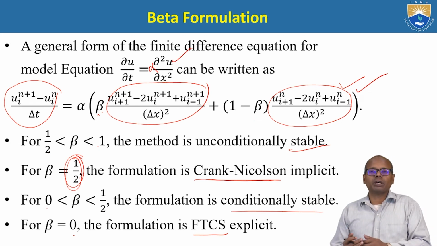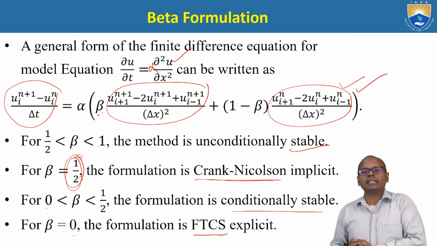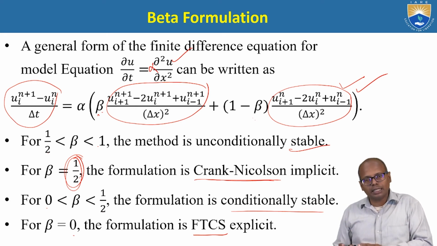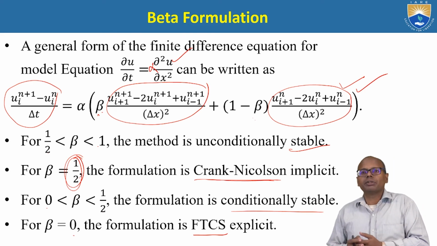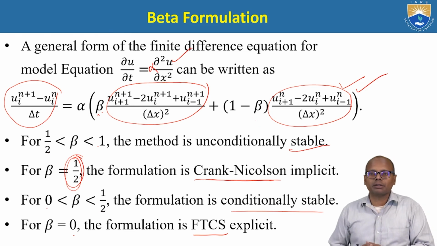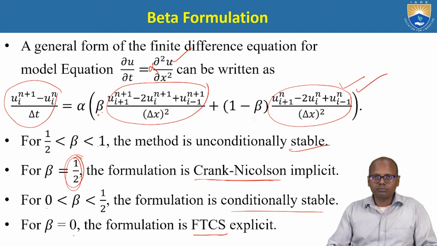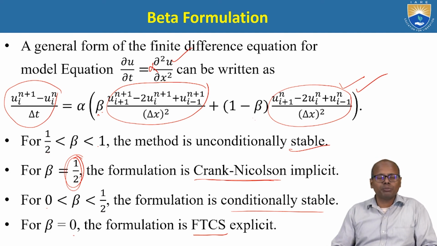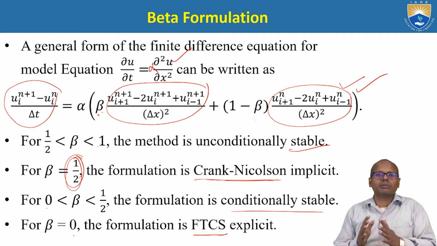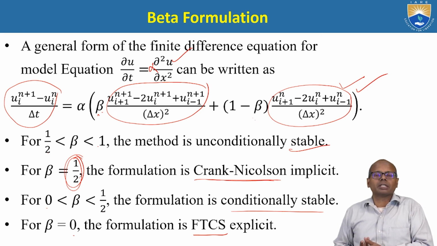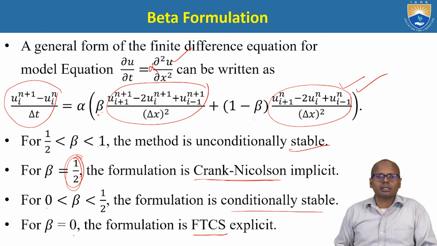We have seen that the FTCS scheme is stable when D is less than or equal to 0.5. So there is a condition, but it is stable. The FTCS scheme is stable with a condition, and the Crank-Nicolson scheme is stable without any condition. So that is what this beta formulation is about. The beta formulation can be considered as a generalized formulation for all these schemes. Based on the value of beta, it can be an FTCS scheme or a Crank-Nicolson scheme.